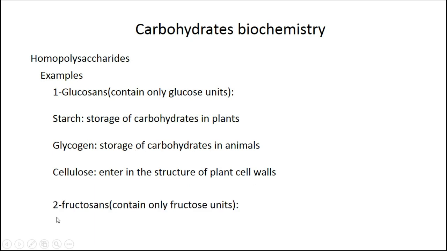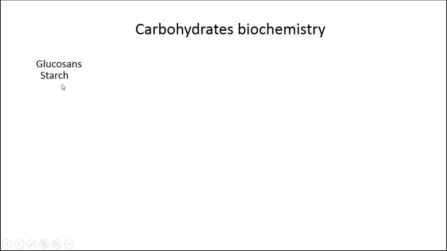Another group would be fructosanes, which contain only fructose units. For example, we have inulin. It has only fructose units in its structure. So among the glucosanes, the first one is starch.